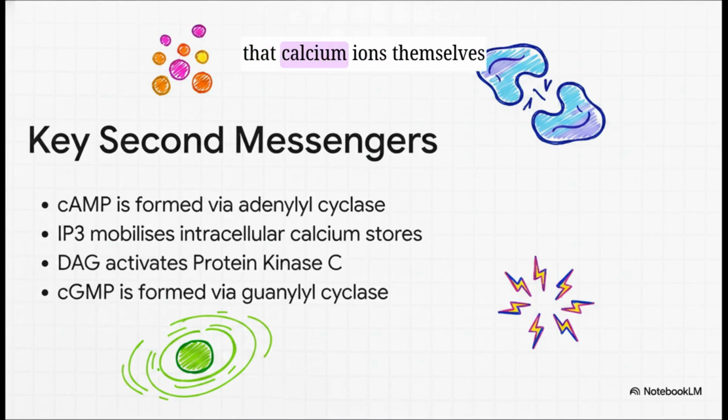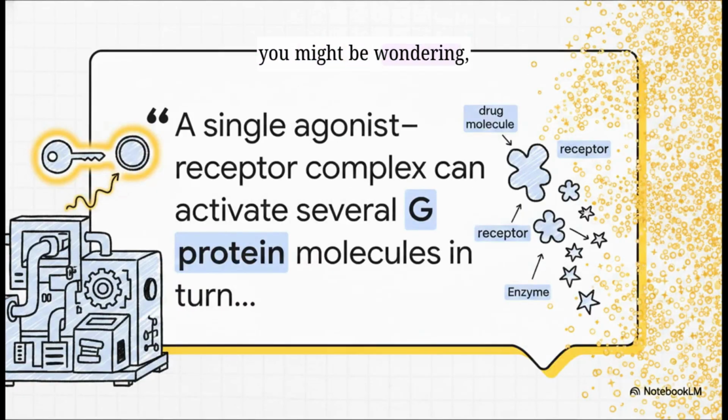And never forget that calcium ions themselves act as incredibly vital messengers once they're released by IP3. Now you might be wondering, why does the body use this incredibly complex relay system instead of just a direct link? The answer is signal amplification. Think of it like one tiny key turning on a giant machine.